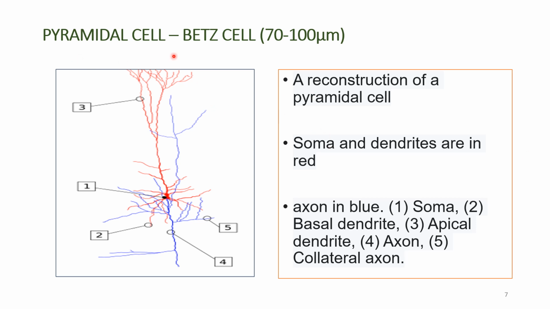You look at the pyramidal cells or Betz cells which are about 70 to 100 micrometers. This is one pyramidal cell. So it is showing soma and dendrites which are in red, axon in blue. Number 1 is the soma, 2 is the basal dendrites, 3 is the apical dendrites, 4 is the axon, and 5 is the collateral axon. So it has soma, basal and apical dendrites, axon and collateral axon. The largest cell is the Betz cell, which is about 70 to 100 micrometers.